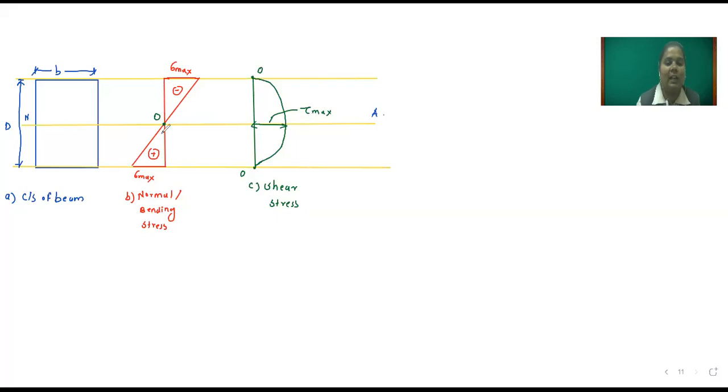So definitely one MCQ will be asked on this stress distribution diagram. Please remember, bending stress or normal stress is maximum at the extreme fiber and 0 at the neutral axis, and opposite to this is the shear stress distribution diagram.